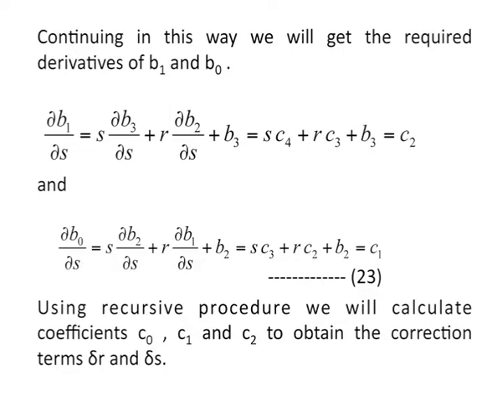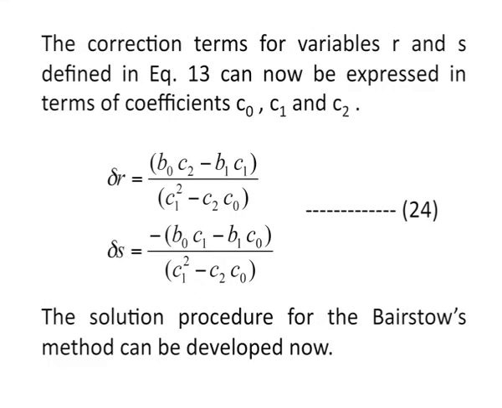So, this whole complex mathematical procedure can be followed to get the correction terms delta R and delta S. Using these correction terms, we get the new values of R and S. R will be R plus delta R and S will be S plus delta S, and we will calculate the error in the iteration, which will be equal to the sum of the two correction terms. If this error is greater than the allowed error, we repeat the whole procedure.